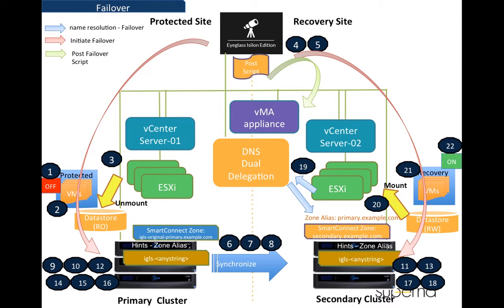The next diagram is for the failover process. I will only highlight some of the numbered processes here. For more details, you can refer to the Eyeglass online documentation. Processes number 1, 2, and 3 are the manual steps required prior to failover. These steps are to shut down the protected VM, remove the VM from inventory, and unmount the NFS data store.